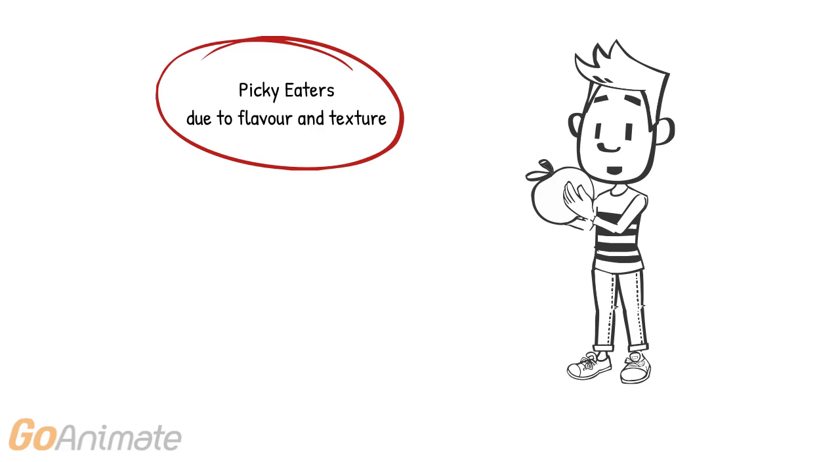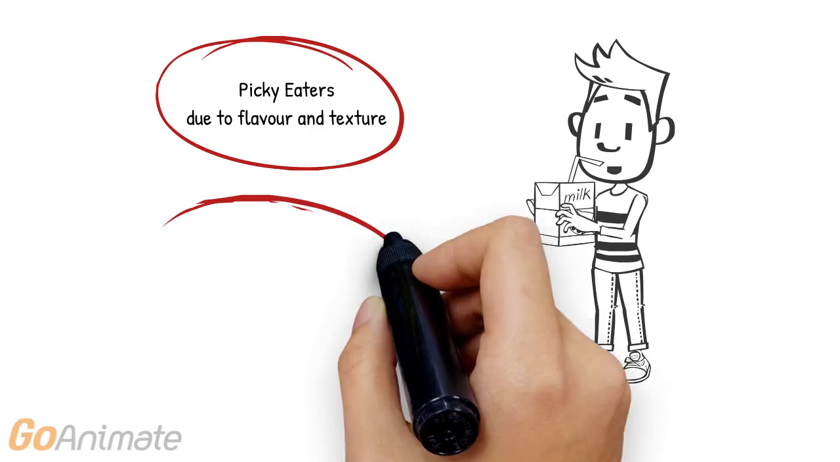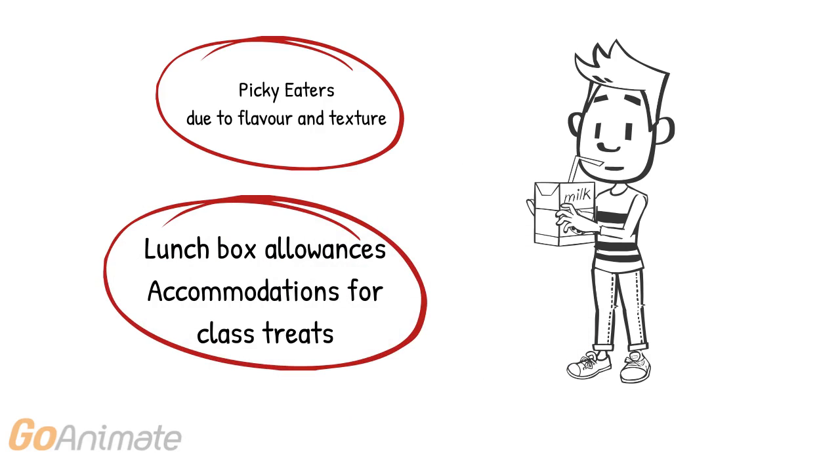Students with autism can often be picky eaters, due to the flavor and texture of food. They may like strong flavors, or plain foods. They may only like certain textures. Even giving a child the same food, but a different brand, can be enough to make that food unacceptable. For this reason, school rules in relation to lunch boxes should be relaxed, and appropriate accommodations put in place in the event of class treats or parties to ensure inclusion.